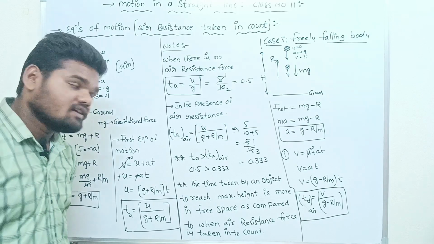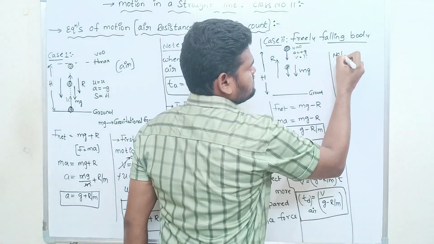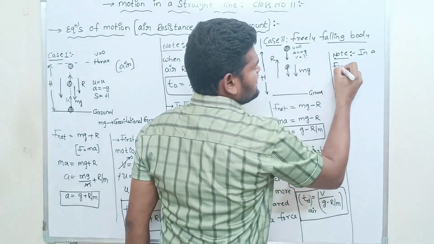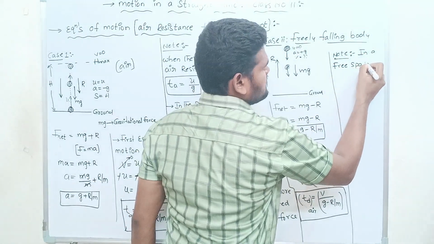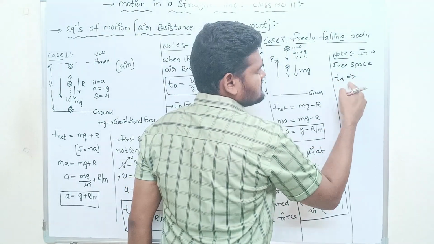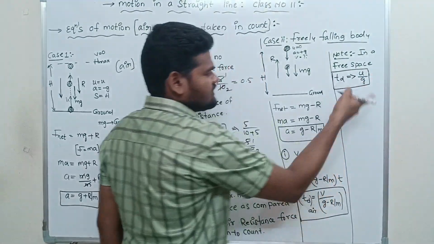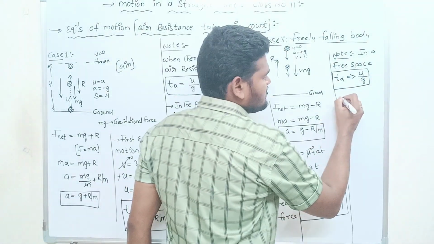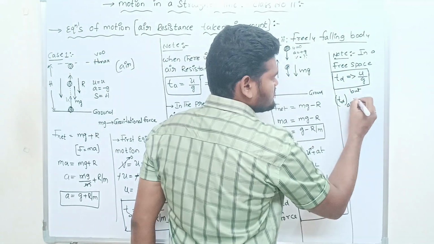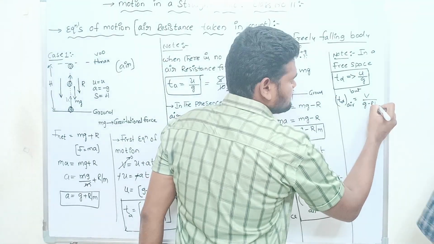Okay, are you getting? Right. So in a general case, note, in a free space, that means there is no air or something. In a free space, what is the time of descent? This is equal to u by g. Td is equal to how much? U by g. But here we have Td in air. Td in air is equal to v by g minus r by m.